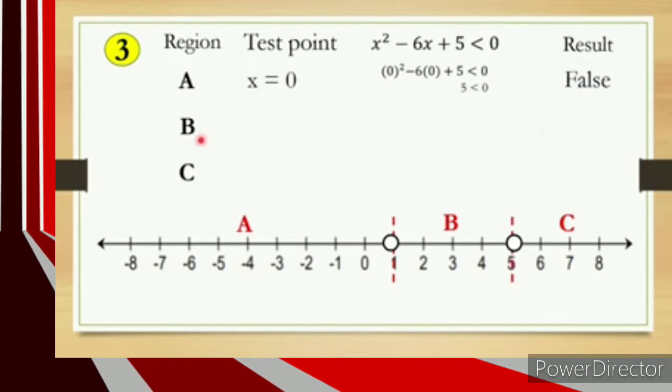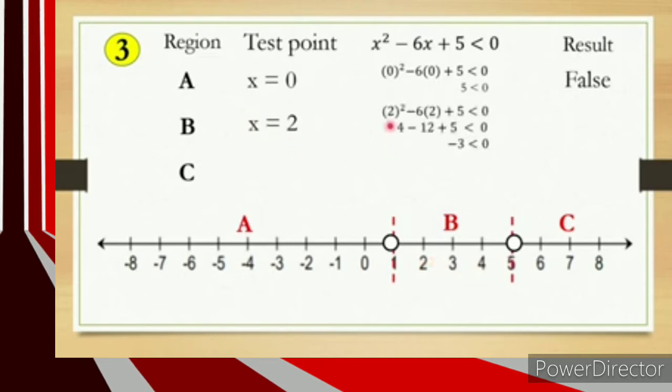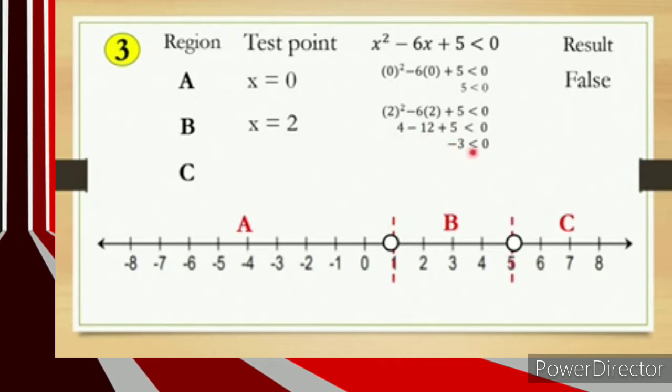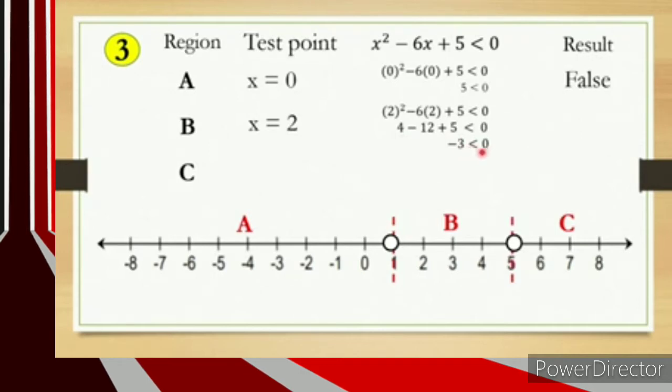Next, choose a test point for region B. Let's say x equals 2. We will substitute 2 as the value of x in the original inequality. We have x squared minus 6x plus 5 is less than 0. Substitute: 2 squared minus 6 times 2 plus 5 is less than 0. Then simplify. 4 minus 12 plus 5 is less than 0. So negative 3 is less than 0. The result is negative 3 less than 0, and it is true. Meaning, all points in region B are part of the solution set.